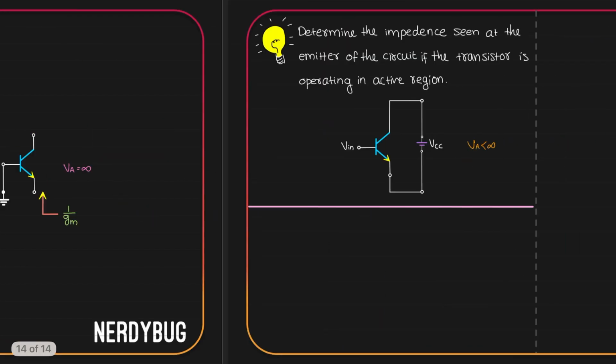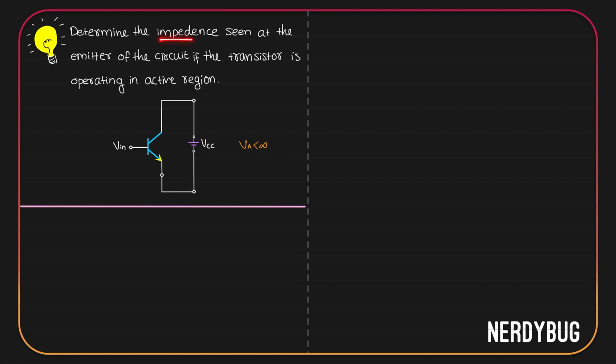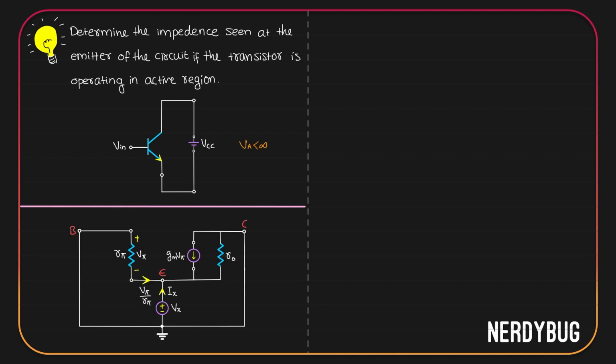Let us do it. Let's determine the impedance that is seen at the emitter of the circuit if the transistor is operating in active region. Early effect is to be included because early voltage is less than infinity. In that case, a small signal model will look like this. The only difference is we have connected R naught to show the early effect between the collector and emitter. Let us see how this makes the analysis difficult.